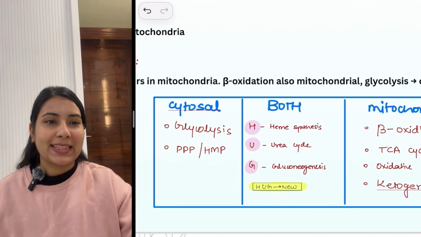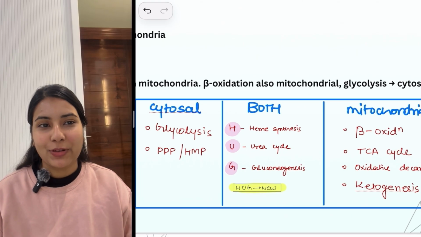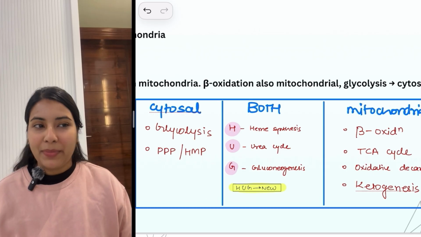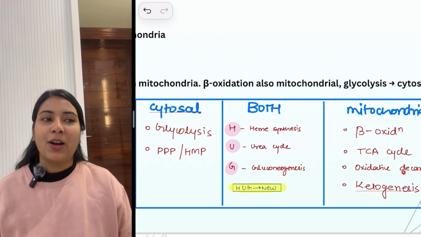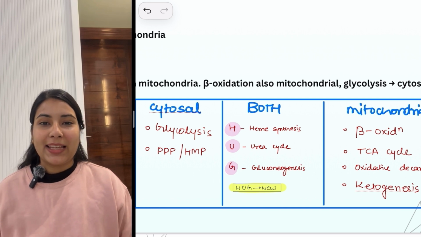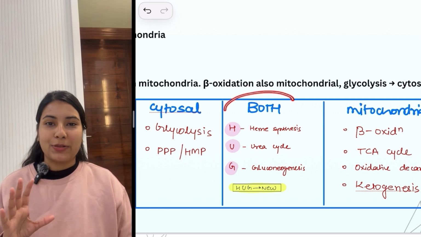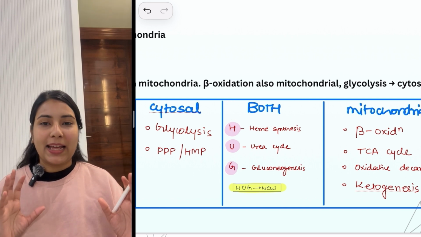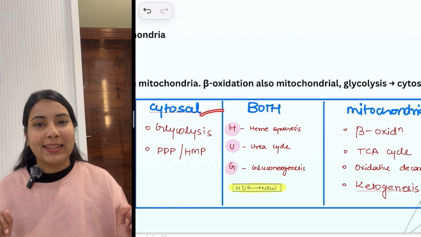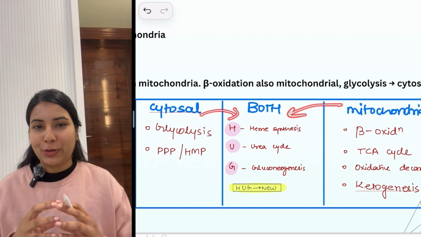So we'll see this table. So in cytosol we have glycolysis and pentose phosphate pathway. In mitochondria we have reactions like beta oxidation, TCA cycle, oxidative decarboxylation, ketogenesis. Now there are reactions which occur both in the cytosol and in the mitochondria, that is some part occurs in cytosol, some in the mitochondria. So these reactions are hugging, like both of these things.